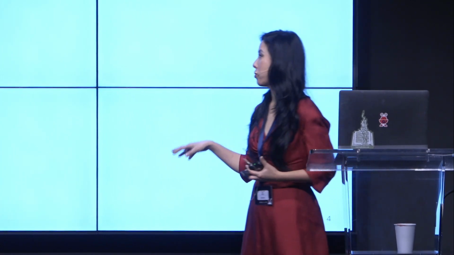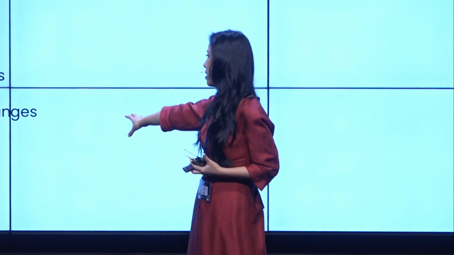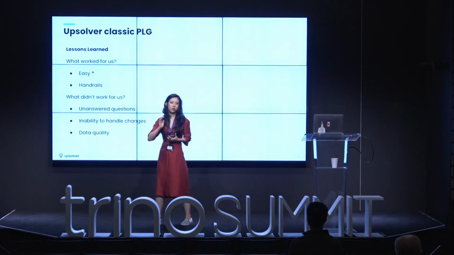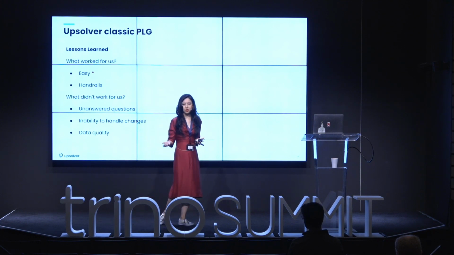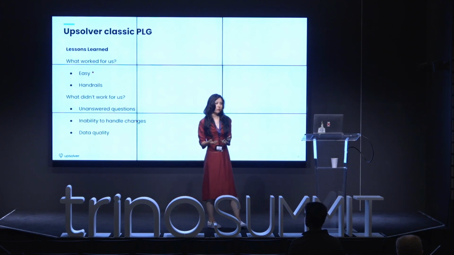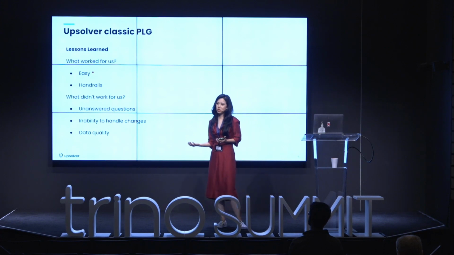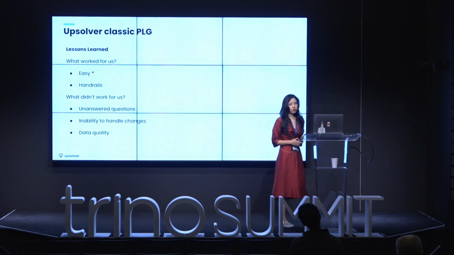The things that didn't work for us: there are a lot of unanswered questions because we cannot slice and dice our data, and it can't handle changes, so it didn't handle upserts. Upserting is important because our users change. So when the users change, how are we going to have the right data if it didn't handle upserts? We have to reload all of our data, which is not great. And also, data quality is a problem because it can't handle those changes.